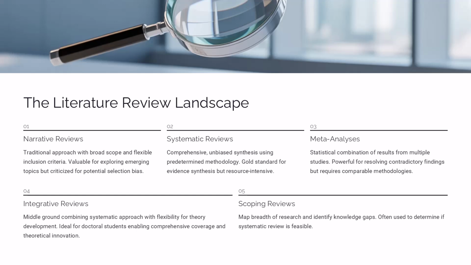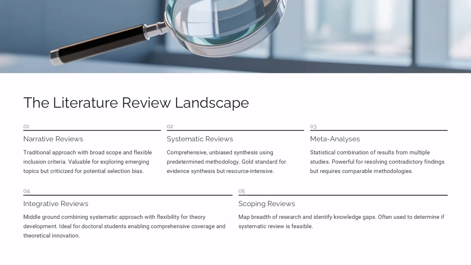approach with appropriate rigor. Narrative reviews represent the traditional approach to literature synthesis, characterized by broad scope, flexible inclusion criteria, and subjective selection of sources. These reviews are particularly valuable when exploring emerging or complex topics where little systematic research exists, when providing background for grant applications, or when creating conceptual foundations for new research areas. However, narrative reviews are often criticized for potential selection bias and lack of systematic methodology.